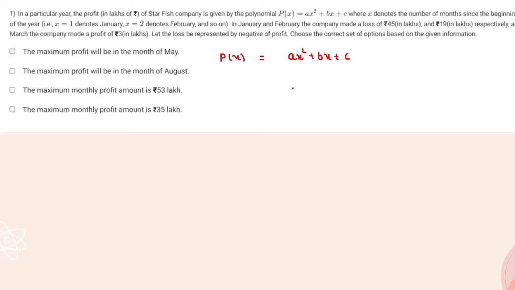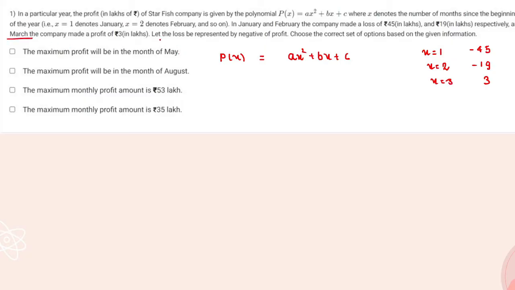In January and February the company made a loss of 45 lakhs and 19 lakhs. That means for x is equal to 1 and x is equal to 2 the value will be minus 45 and minus 19, where the unit is in lakhs, and finally the company made a profit of 3 lakhs when x is equal to 3, in March.